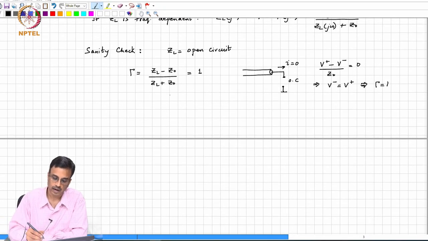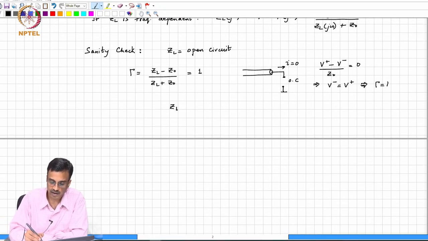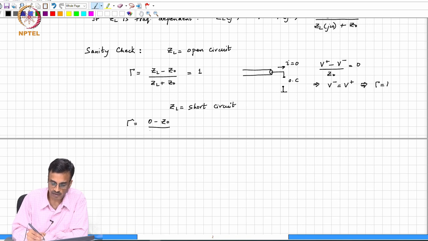Let's now look at another example. ZL is a short circuit. So, gamma then is nothing but 0 minus Z naught by 0 plus Z naught, which is equal to minus 1.